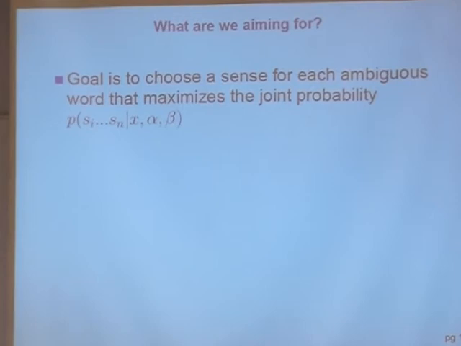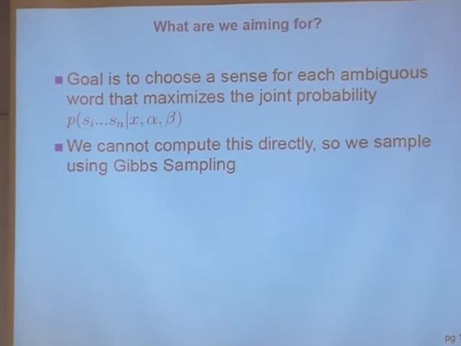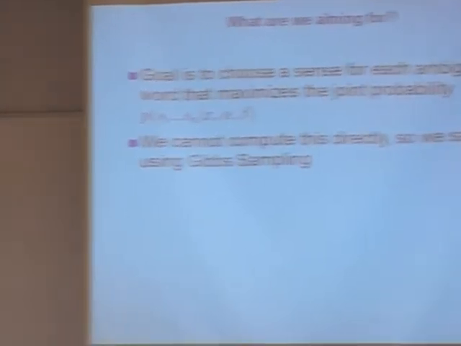So I've defined a generative model, but what does that mean? What do we want in order to do word sense discrimination? We want to find a sense for each ambiguous word such that the probability of all of these senses given x, which is the context words, and our hyperparameters alpha and beta, is maximized. So just the most likely set of senses, essentially. But we can't compute this directly, so we're going to use a sampling method called Gibbs Sampling, which is well known in the machine learning community.